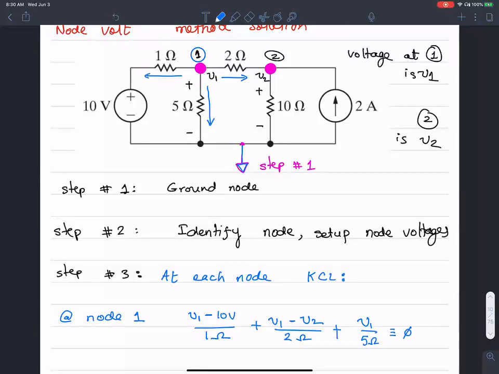Professor, can I ask you one question? Yes. Can't you argue that you could actually put a third node where the 10V and 1 ohm resistance are, right there in the corner? Right, and here? Then, yeah.